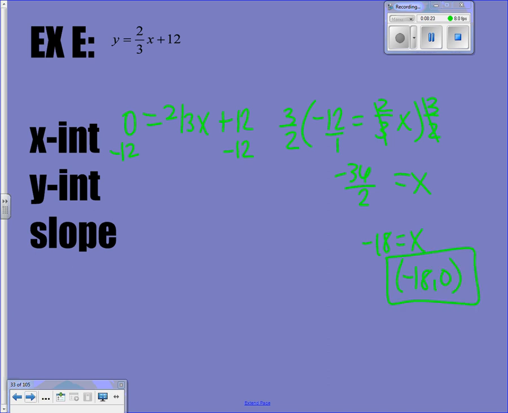So that's a lot of work to find the x-intercept when it's written in slope-intercept form, but we can still do it. The y-intercept though, nice and easy, 12. You know that. Slope, 2/3. Not even a challenge. So the only one that's tricky when it's written in slope-intercept form is the x-intercept, but you're very good at solving, so I don't expect you to have a lot of problems there. And that is the end of your notes for section 3 on standard form.